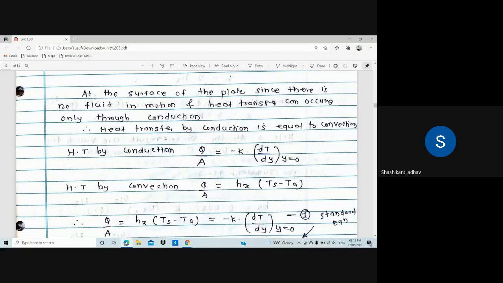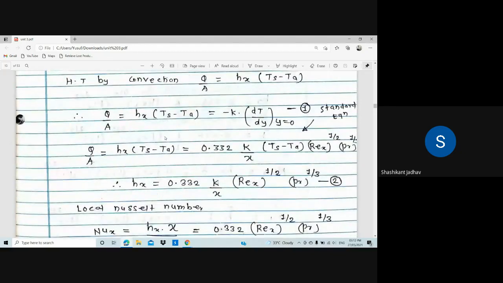Okay, so all of you write down heat transfer by conduction, q by a is equal to minus k into dt by dy at y is equal to 0. Okay, then write down the equation for the convection. Write down heat transfer by convection.